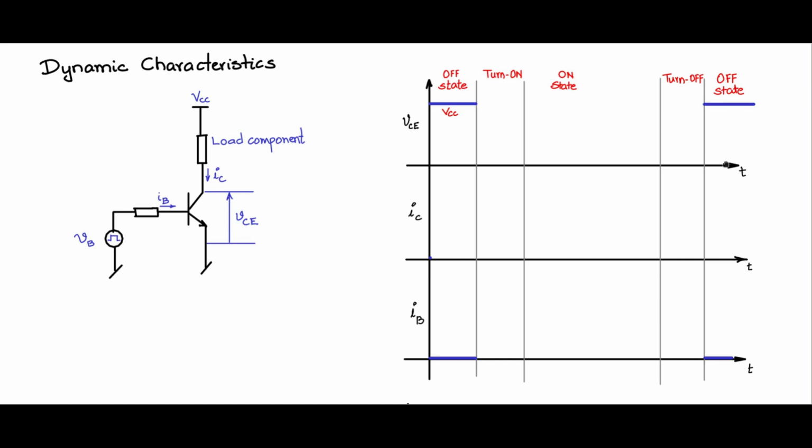It is so in the off state here, and during that same off state, IC is typically 0 if the BJT is ideal. But BJTs are not ideal, and we saw when we were studying the static characteristic that when the base current is 0, or when the base is open, there will be a small thermally generated leakage current, ICEO. So that is what we will have, a very small current ICEO.